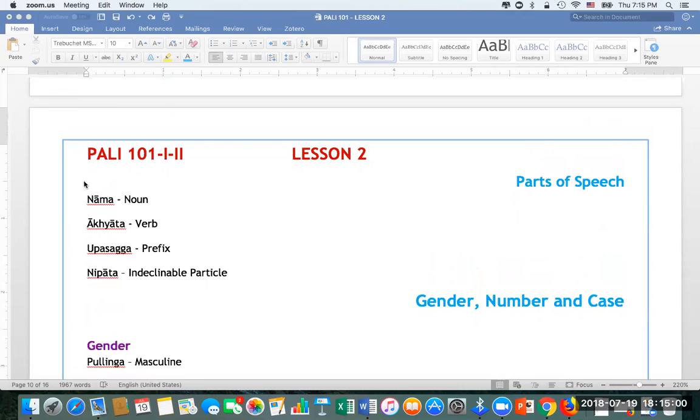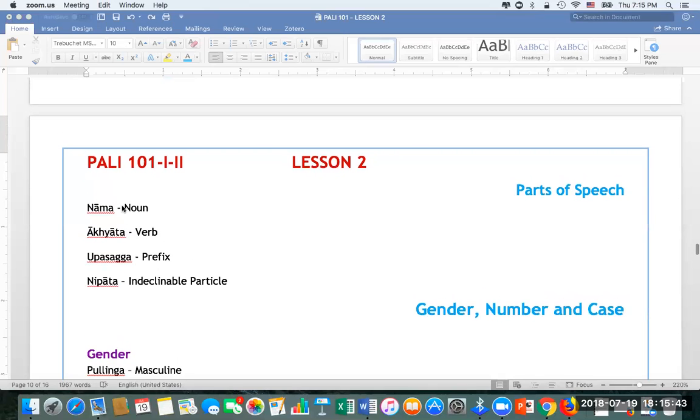So we can actually decline a noun and we can conjugate a verb. This upasarga can be added to the beginning of a noun to add some more meaning to that. Nipata are indeclinable particles. They are also very important, but these two, upasarga and nipata, are indeclinable. So we can decline the noun and we can conjugate the verb. We will learn these things in our course in more detail.